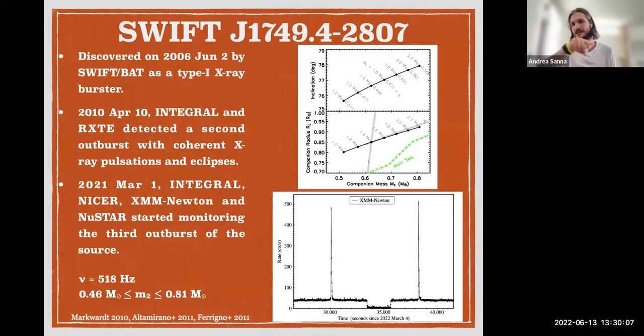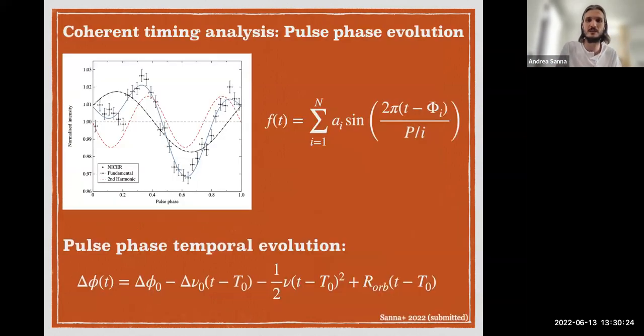You see type 1 bursts, and then after a while you have a lack of X-ray photons because the companion is in between. That's of course very interesting because it gives us some constraints on the inclination of the system, and this helps us constrain the mass of the neutron star and of the companion star.